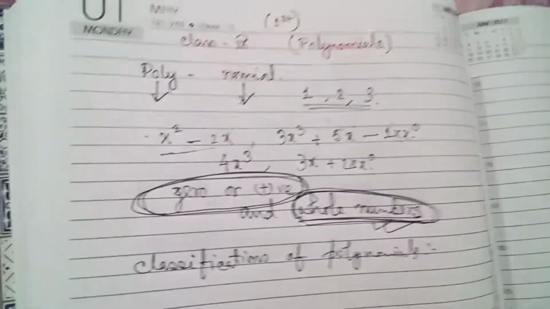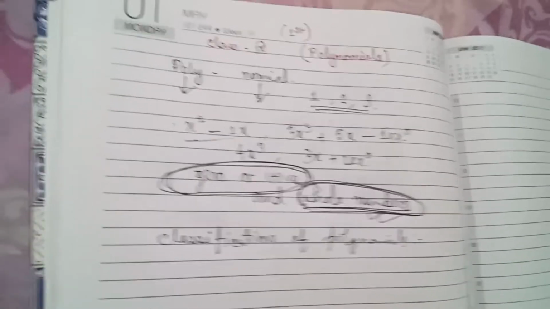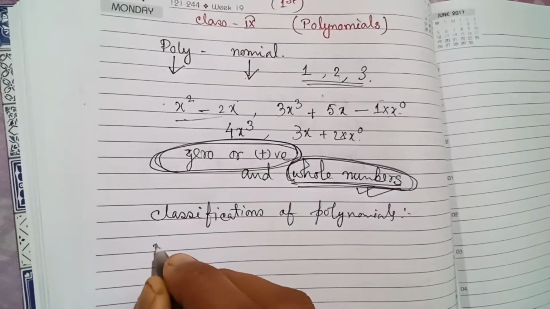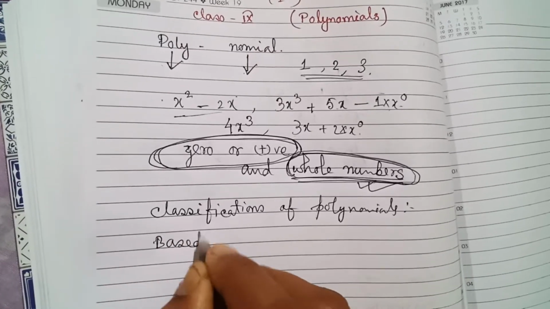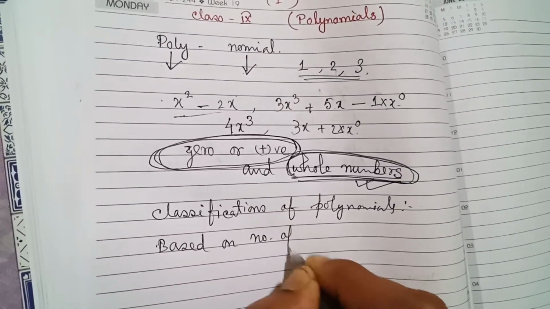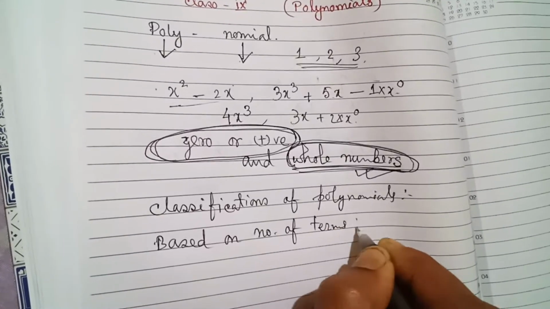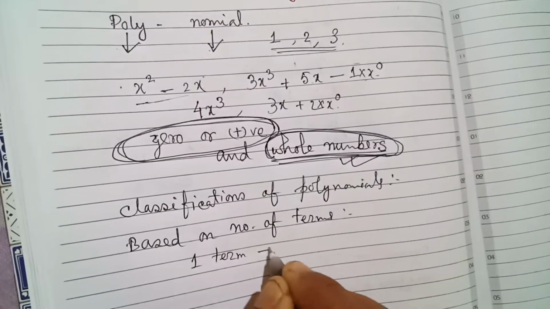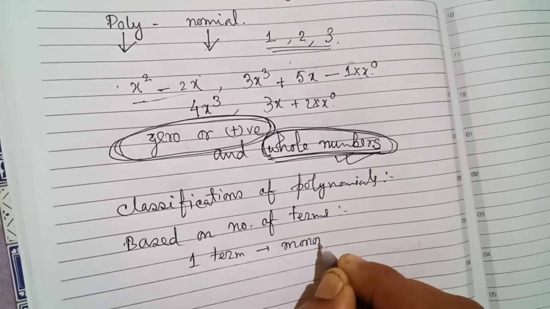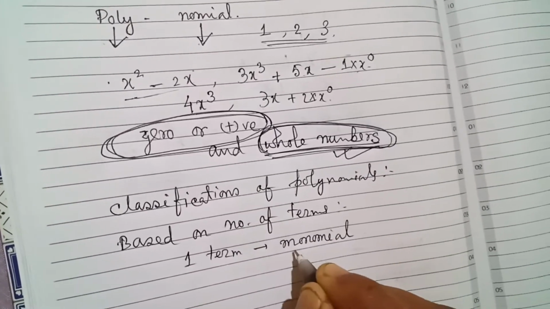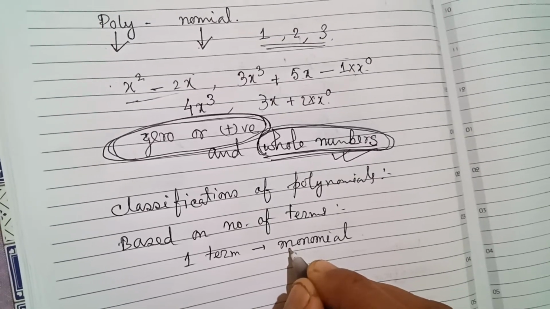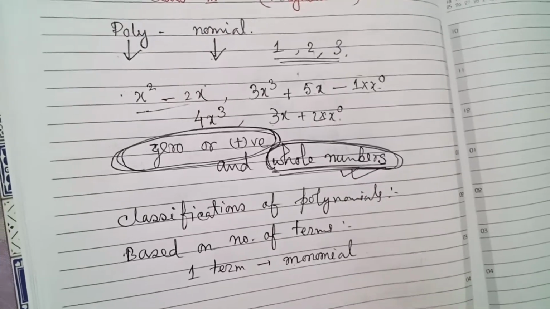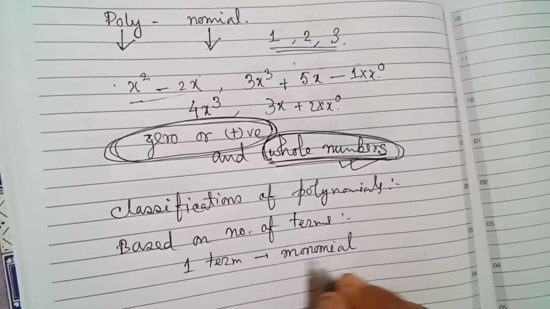The first one is based on the number of terms. If we have one term, then its name is monomial. Mono means one, nomial means term. So together, monomial.